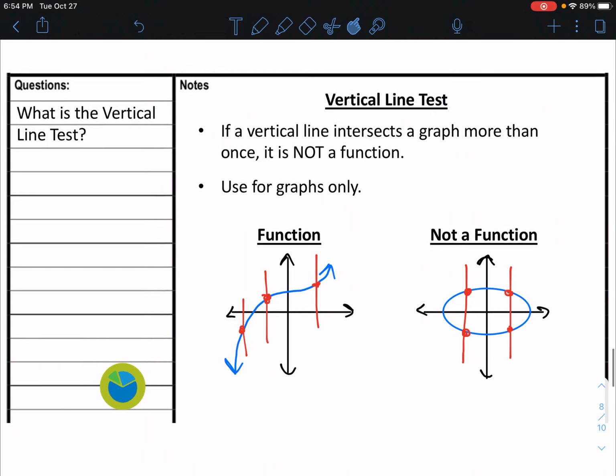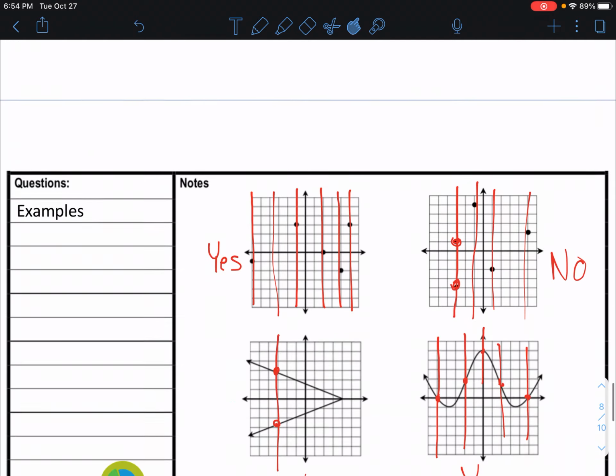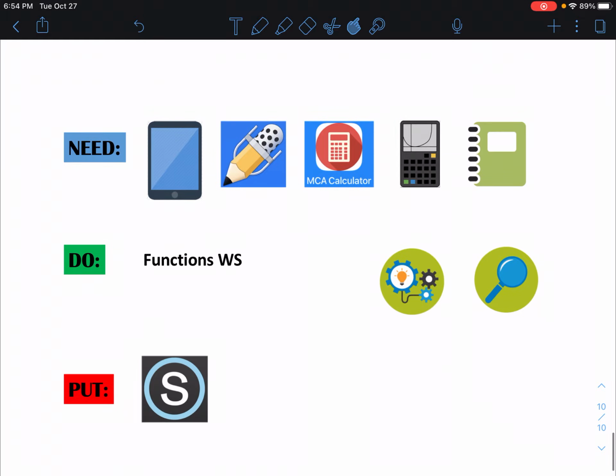And then for graphs, use the vertical line test. If you can draw a vertical line that passes through the graph more than once, it is not a function. And that is how you determine if relations are functions.